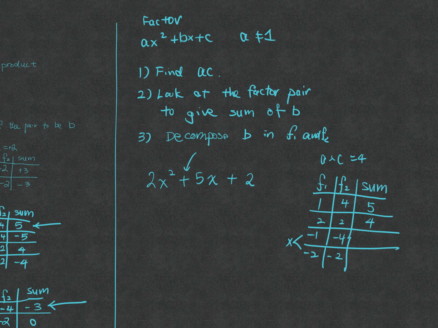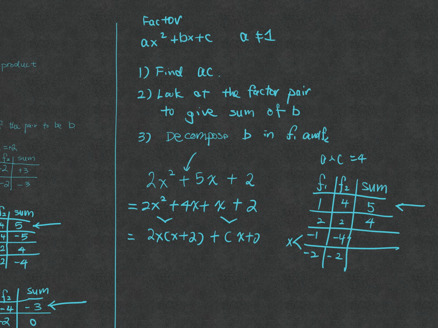Therefore, we know this is the pair, and we separate b into the two terms. So we get something like this, and we do the factoring now. Factoring it, we have 2x here, x plus 2, plus, here we have x plus 2, and then we take out the common factor, x plus 2. We get 2x plus 1, like this.